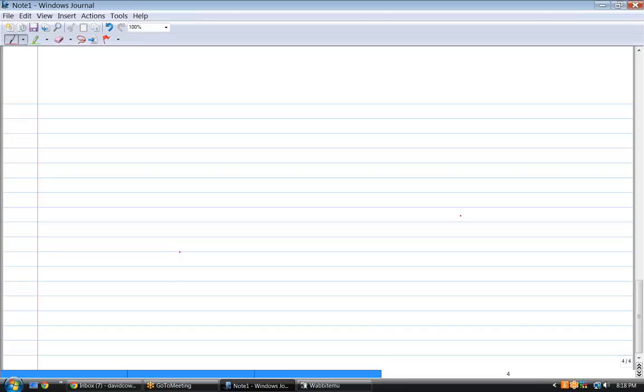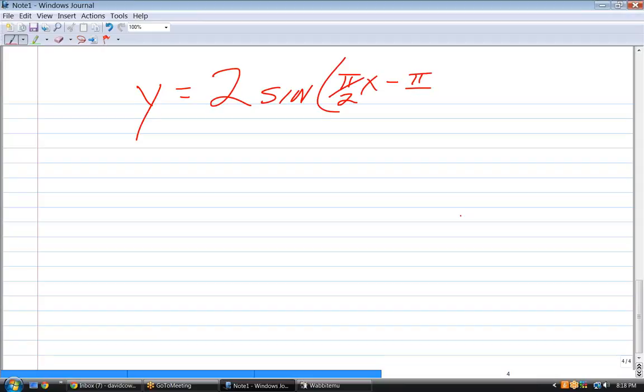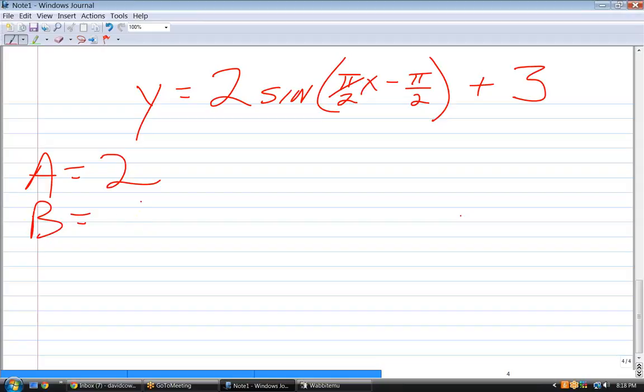So this next one, it wants to find the amplitude and so on. It's 2 sine(pi over 2 x minus pi over 2) plus 3. What's the amplitude? 2. What's b? That's pi over 2. What's the period?